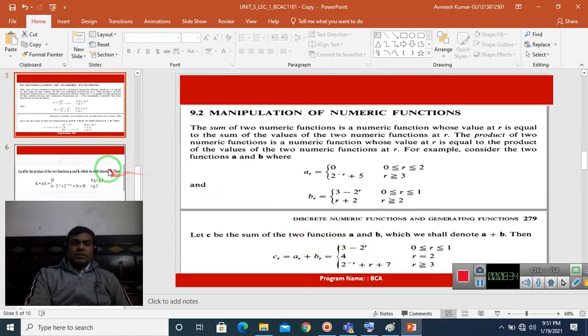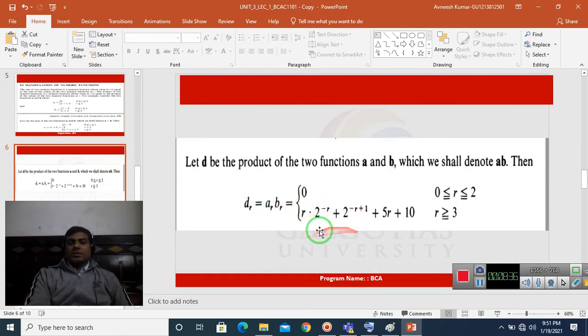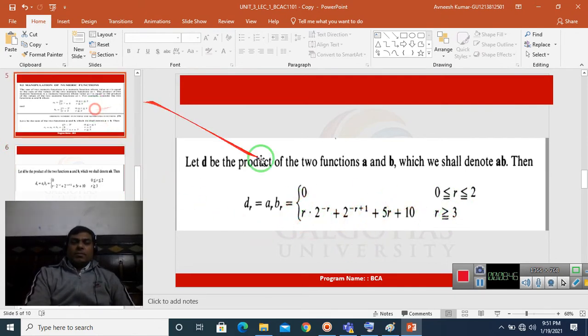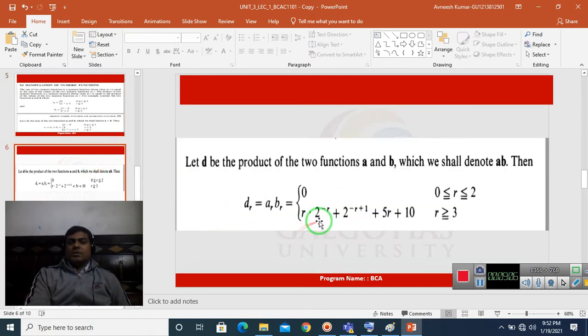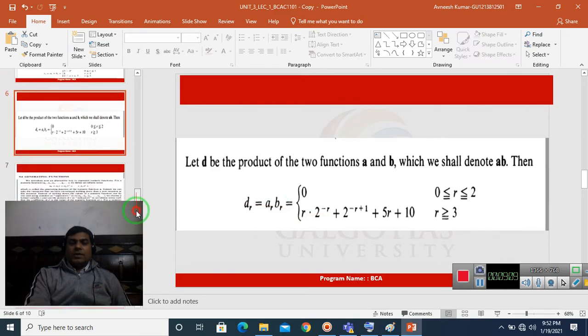This is the addition, and now this is the multiplication. Just multiply with the range 0 and 2, and r greater or equal to 3. We should make that, and then we will get the result, because if you multiply by 0 between 0 and 2, all the results will be 0, and for r greater or equal to 2, this result will work. So you should multiply r plus 2 by 2 to the power minus r plus 5, then you will get this result. Okay, it's very simple.